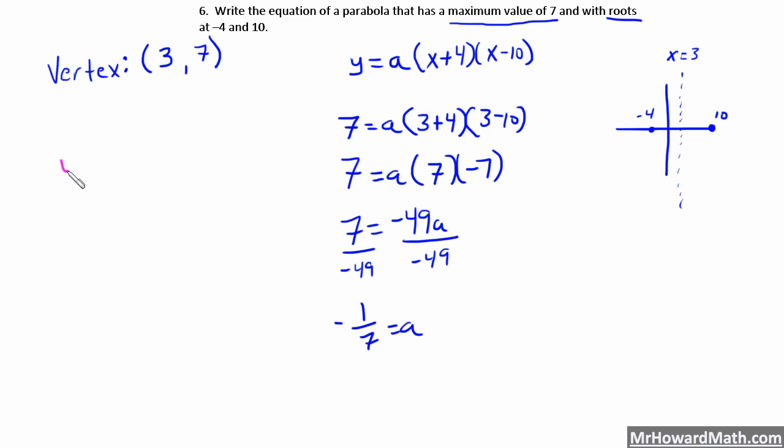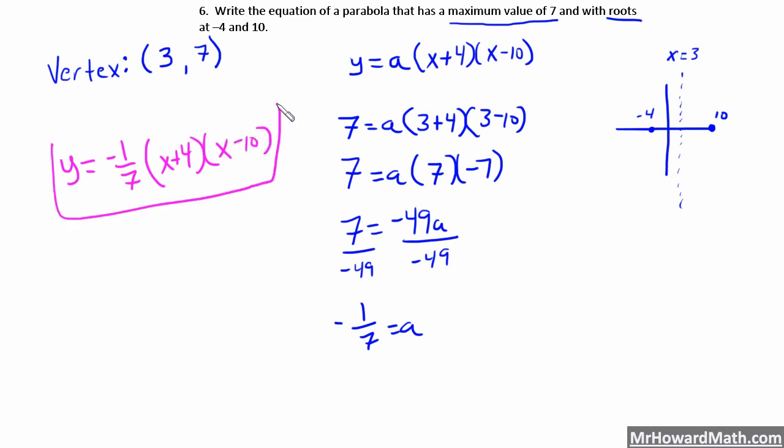Alright, so that's going to be y equals, for this a value I'm plugging in negative 1/7. That's our stretch factor. So negative 1/7, and then this x plus 4, and this x minus 10. So here is our answer, and we are done. y equals negative 1/7 times (x plus 4) times (x minus 10). Alright, done. Let's look at the next one.